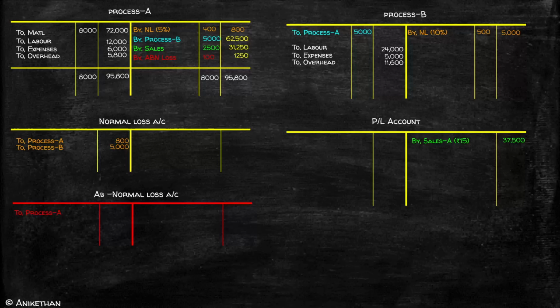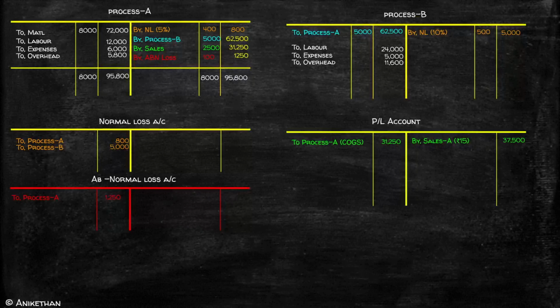So now my process A is complete. The same values I have posted in other accounts, those entries I will fill now. One is process A input, then abnormal loss value 12,250, and then to process A cost of goods sold 31,250. So now process A is completed.